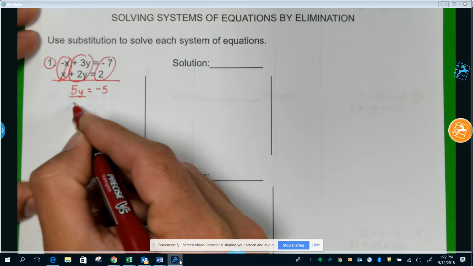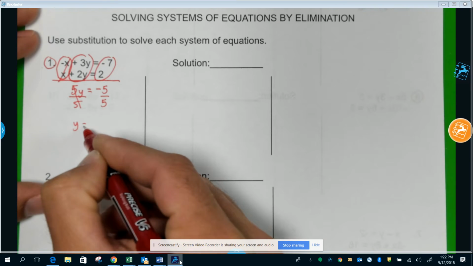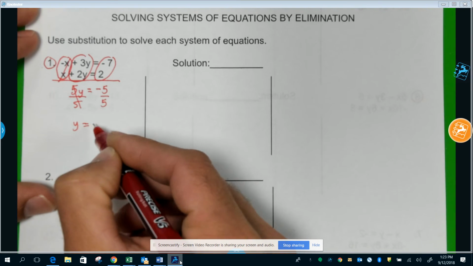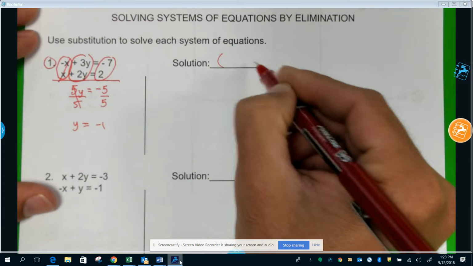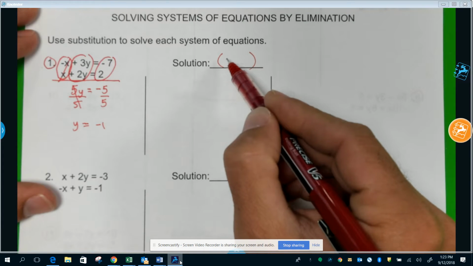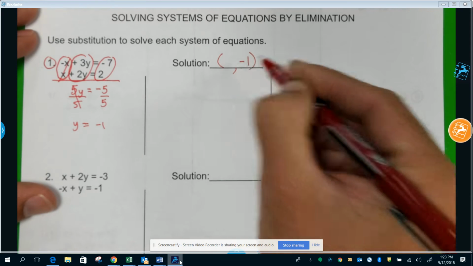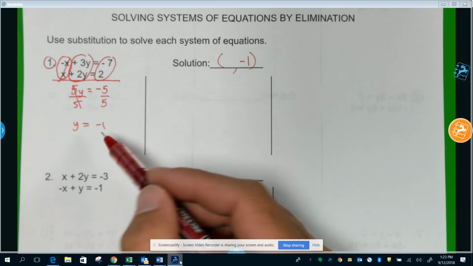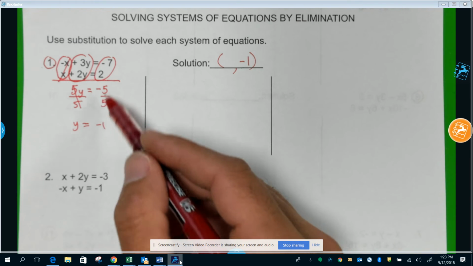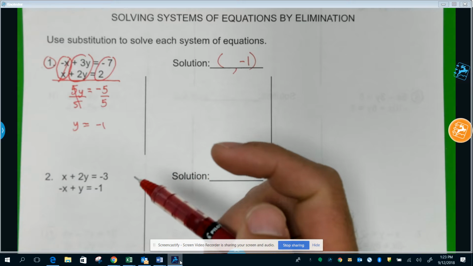So since my 5 is attached to my y, I will divide by 5 on both sides, and I get y equals negative 1. So again, when we write our solution, we want to write it as an xy coordinate. The x always comes first, the y value always comes second. So my y value here is negative 1. Now, I'll take that negative 1, and I need to plug it back into one of my original equations so I can actually solve for x now.